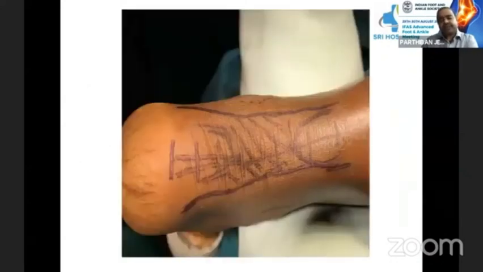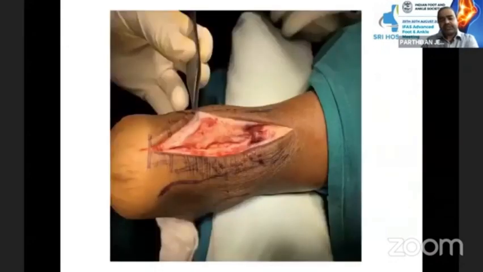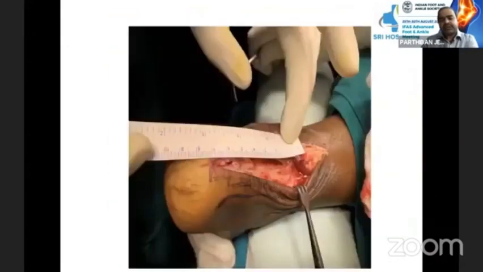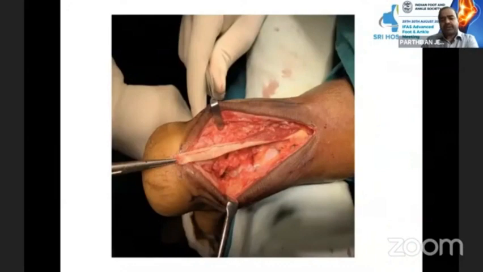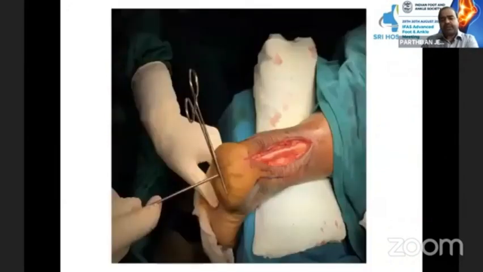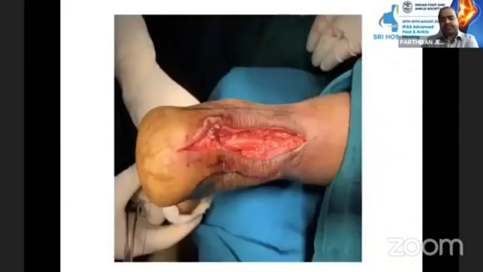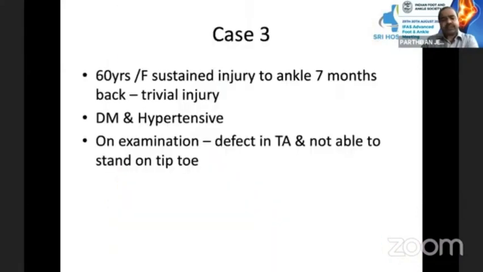This is a midline incision. You can see there is a chronic tendoachilles rupture. This is after debriding. You can see there's a gap of 7 centimeters. So this is the FHL brought down there and fixed by means of a tenodesis screw. This is Dr. Ajoy's case. I thank him for that.